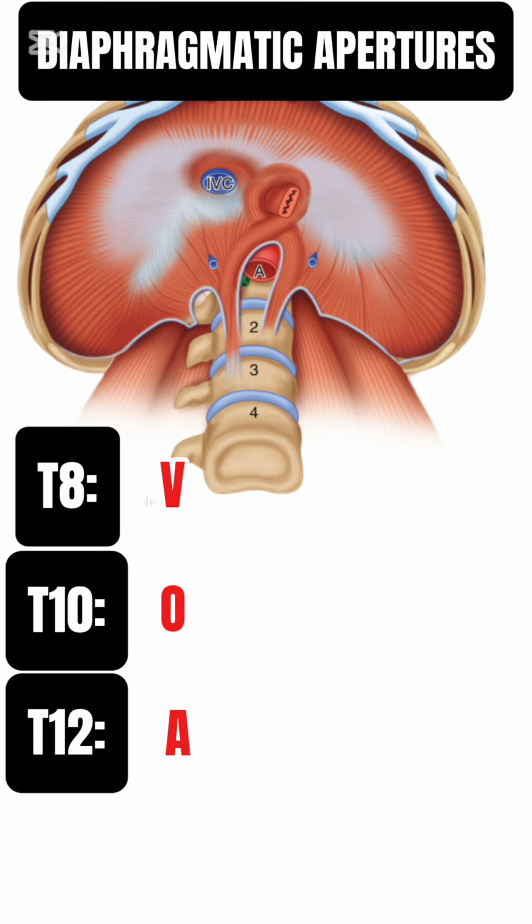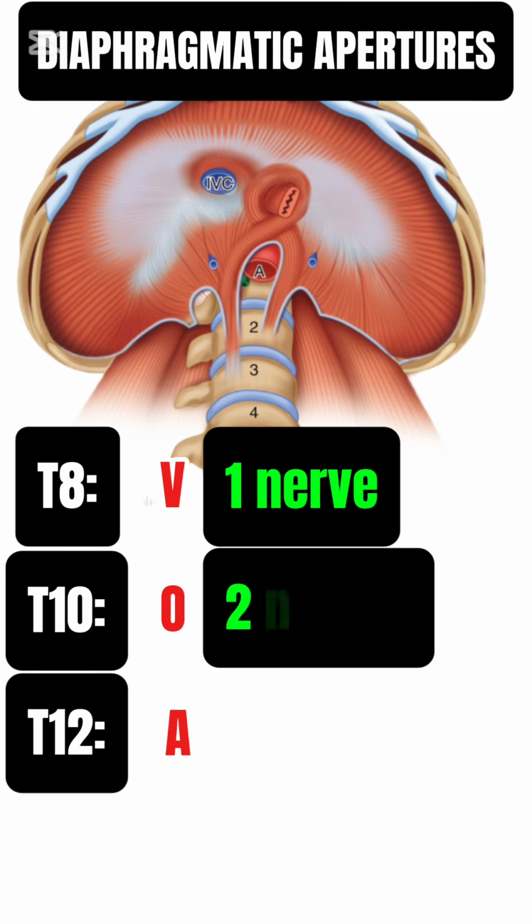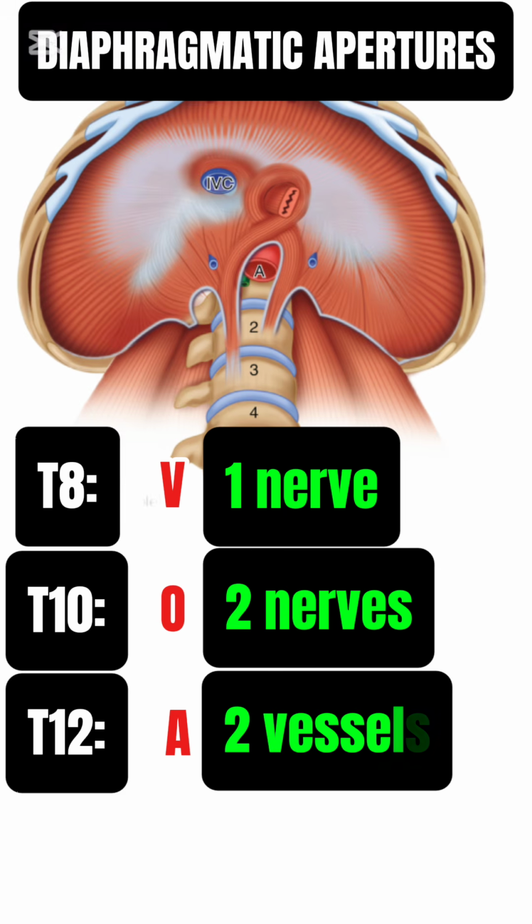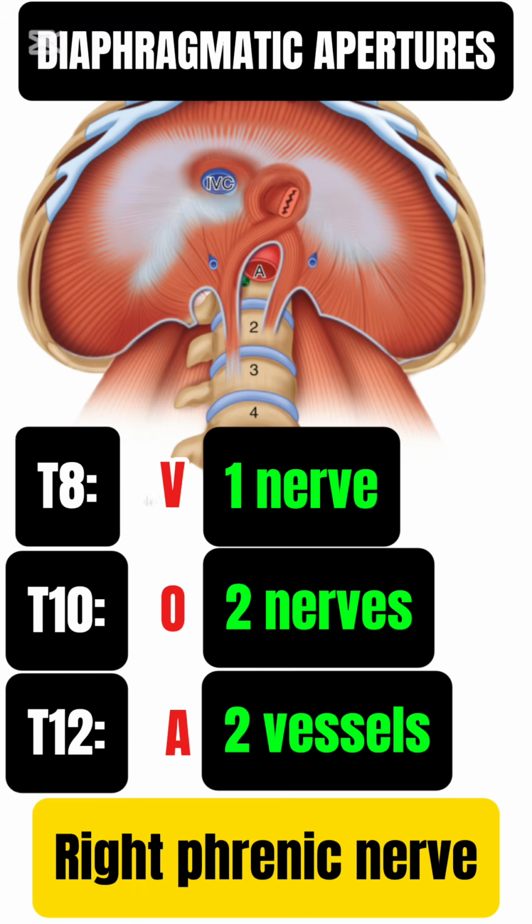Now, to remember the smaller structures which accompany the three major structures, we can use the following memory trick. T8 has one nerve, T10 has two nerves, while T12 has two vessels. The one nerve passing through the T8 aperture is the right phrenic nerve, which accompanies the IVC at that level.